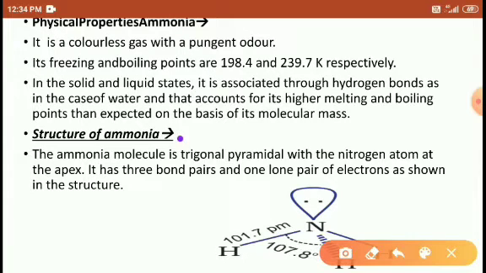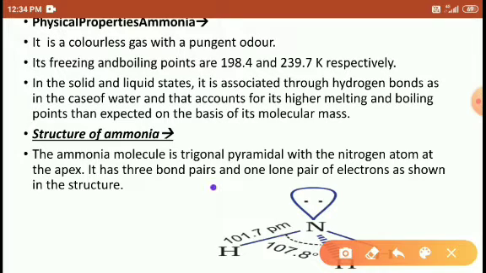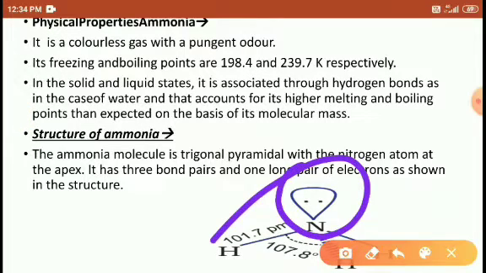Structure of ammonia. Ammonia has a trigonal pyramidal structure. Here we are showing the trigonal pyramidal atoms. So three bond pairs: one, this is two, this is three, and one lone pair of electrons. This is the lone pair of electrons in the structure.